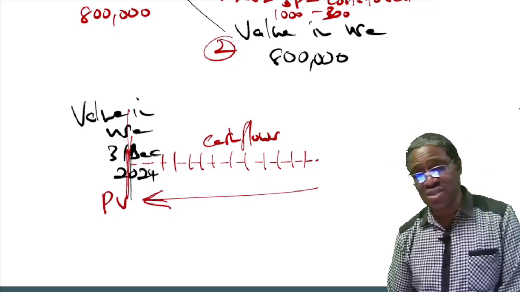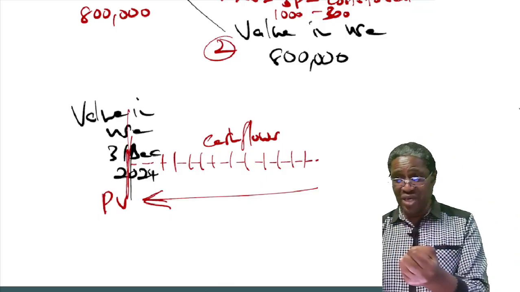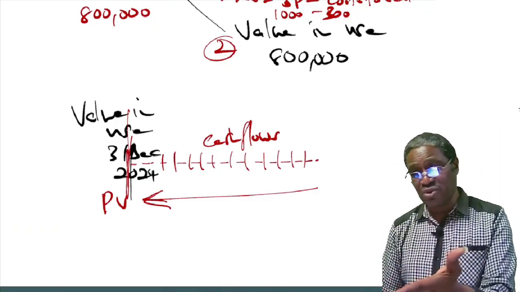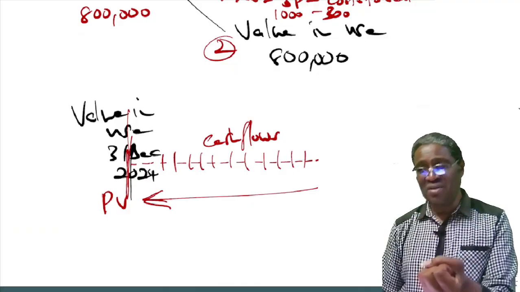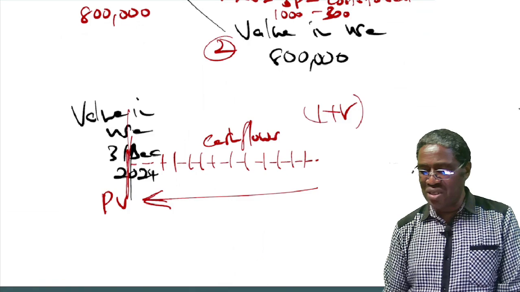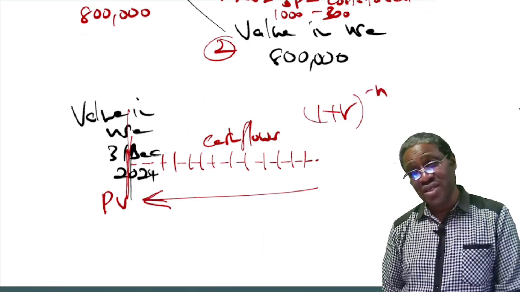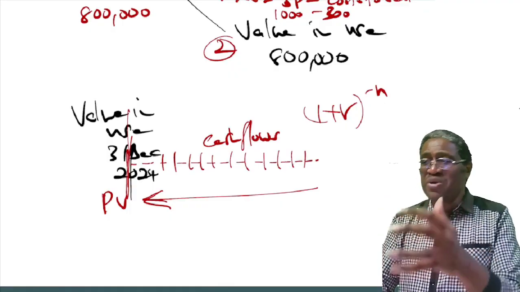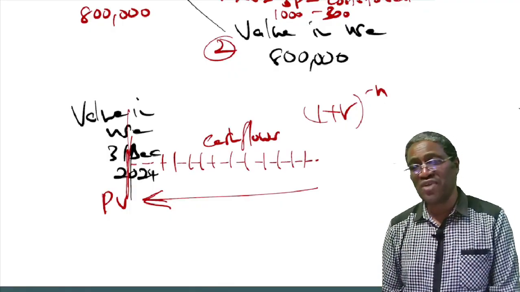You have done finance, so you know how to get the present value of future cash flows, because you multiply the cash flows by a discounting factor. How do you get that discounting factor? I hope you still remember. It is 1 plus r to the power of negative n. That's how you normally get the discounting factor when you want to get the present values of future cash flows.